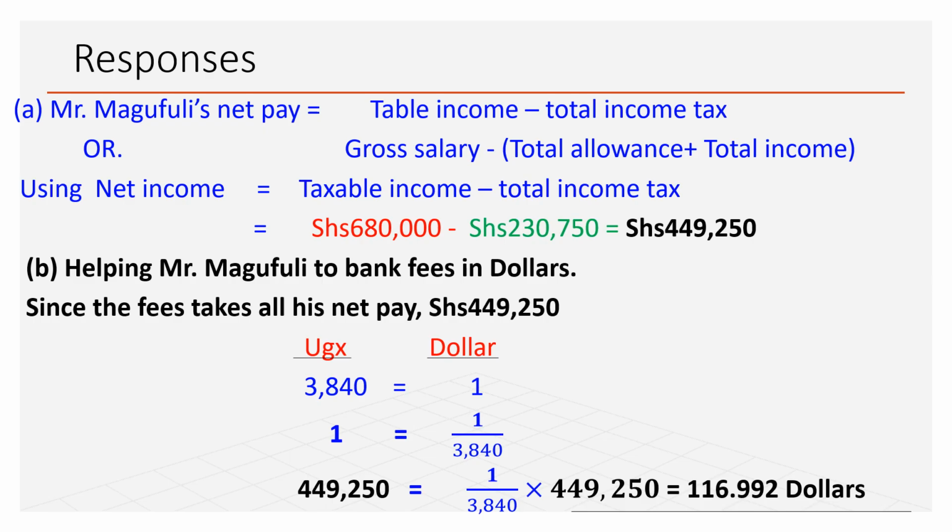Sometimes they ask examinees to express some of this money as a percentage of the gross salary. For example, if you are tasked to express the income tax as a percentage, that means we shall get this income tax over 900,000.